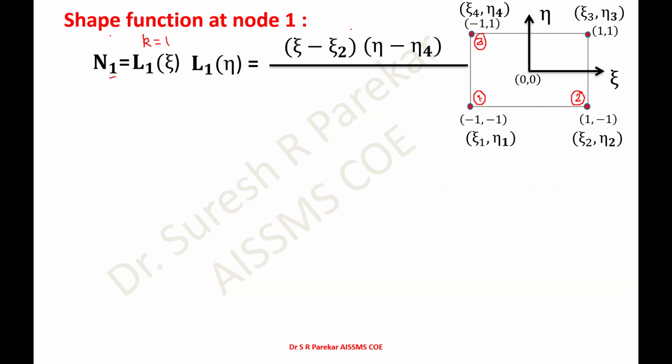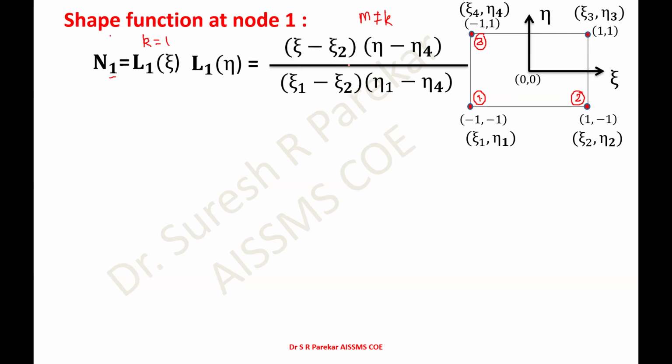So m should not be equal to k. Then below we have zeta replaced by zeta 1 and eta replaced by eta 1. The second term is the same, in the same fashion. Instead of a single line, we are using two lines because we have two dimensions, one along zeta and one along eta.